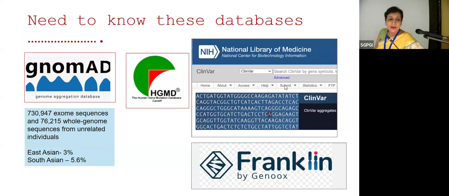So for doing all this, you have to use databases like gnomAD, where there are more than 7 lakh exome data and almost 8 lakh of data in total. But you see, Asians are represented very little. Then there are databases of mutations. Then there is ClinVar, which is again a database of mutations, but it is not curated by people. People just keep on adding, and somebody doesn't verify or validate it. So you have to really look at it, but you have to make your own impressions.